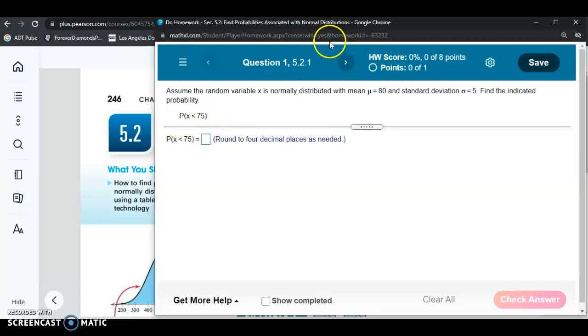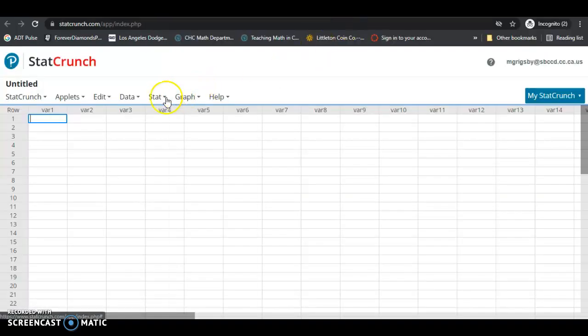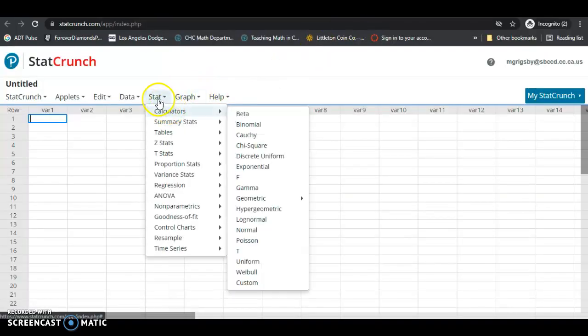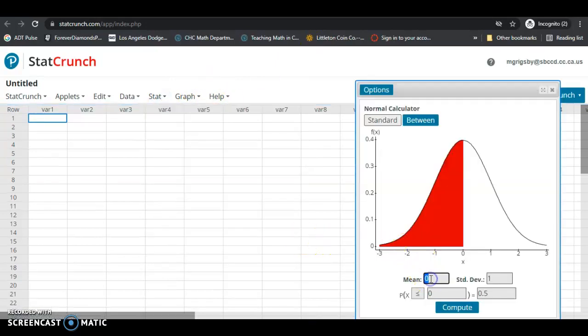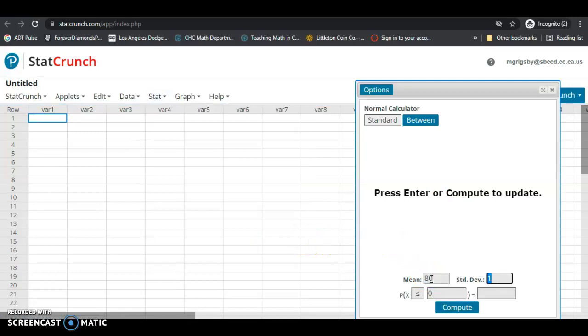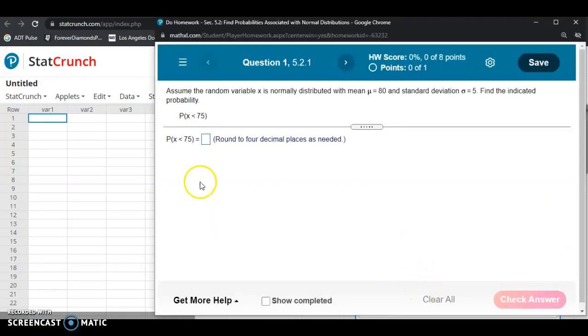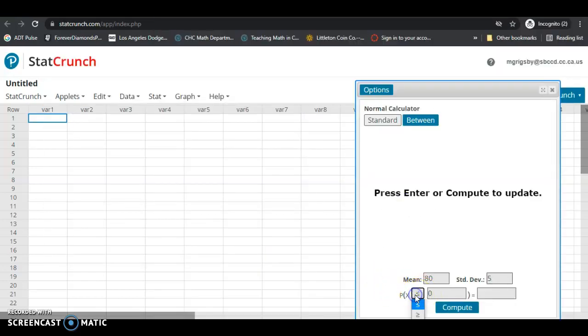So when we go to the normal distribution calculator, we're going to type in the mean and standard deviation. So go to Stat, Calculators, Normal Distribution. We type in the mean and standard deviation. And we want the probability that x is less than 75, so we're going to leave the less than or equal to symbol selected, and then type in the number 75 in this box here, and then the probability will be in this box here. Click Compute.